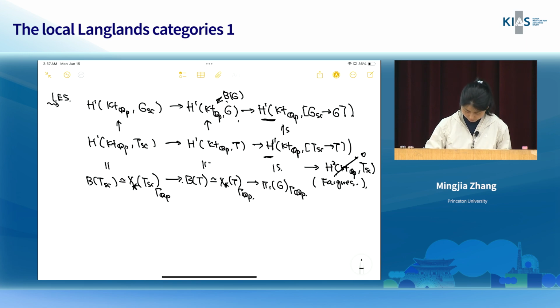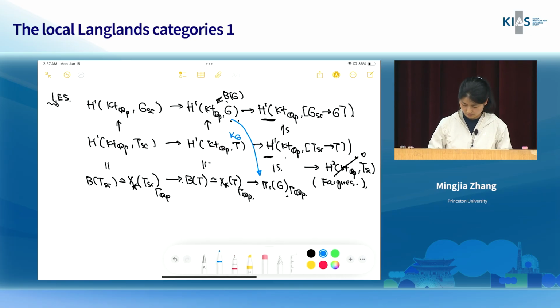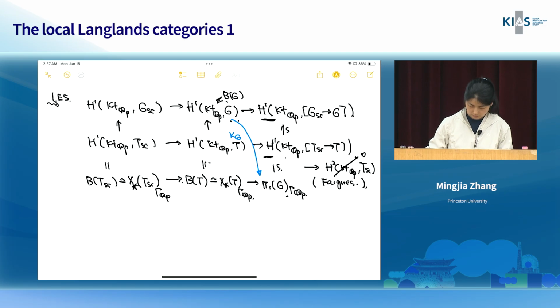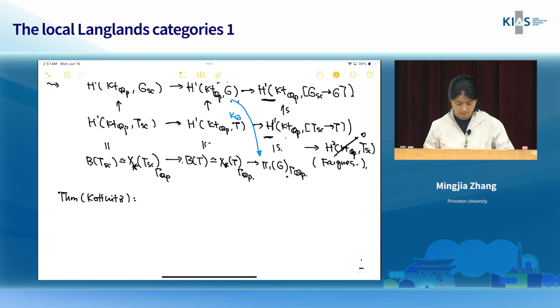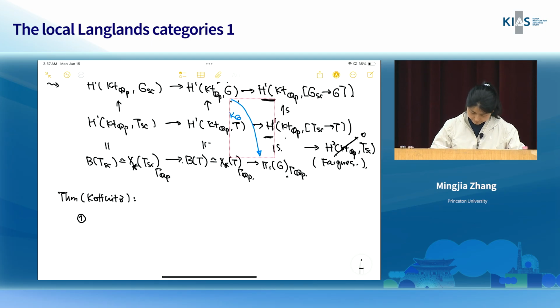So therefore, you draw the conclusion that this group is isomorphic to the Galois coinvariants of pi1, and now if you take the composite map, this is the Kottwitz map. We call it kappa G. And the result of Kottwitz is that these two maps together are actually injective on the Kottwitz set.